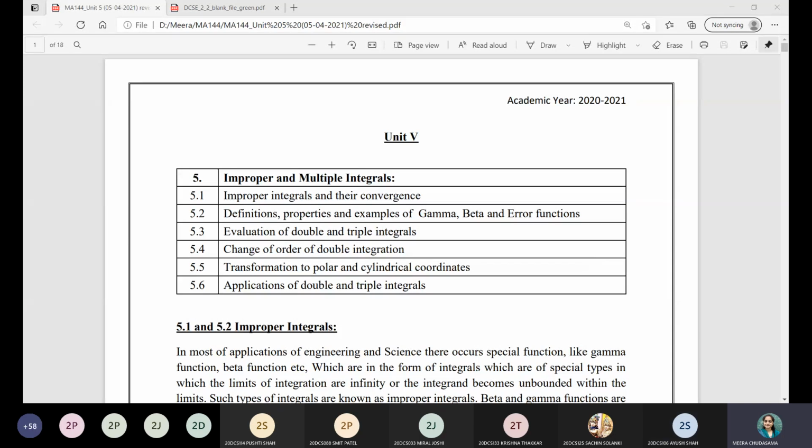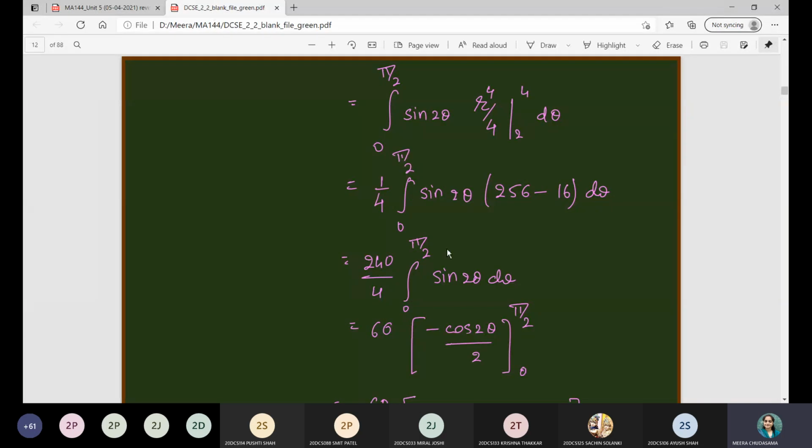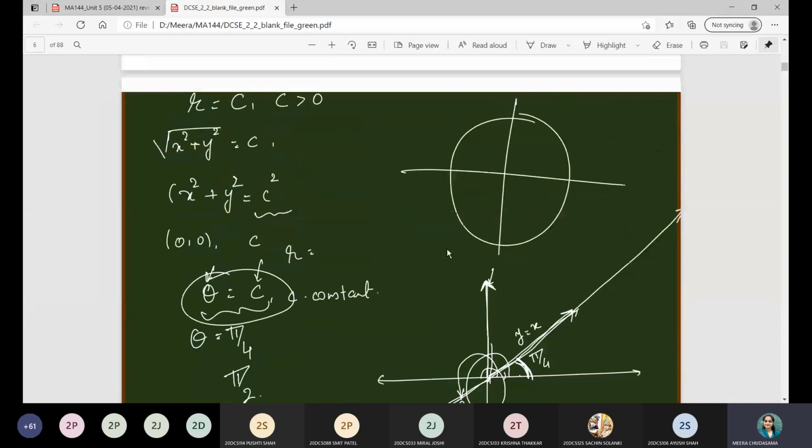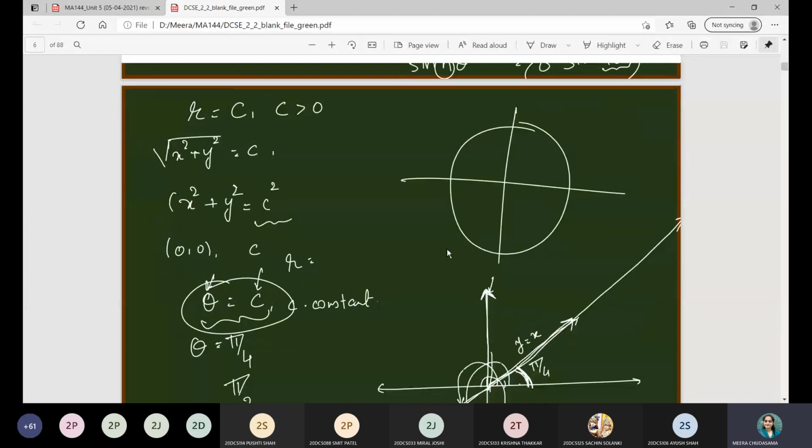So let us start. In the previous class, we have seen how Cartesian coordinates are converted into polar coordinates by choosing the transformation x as r cos theta and y as r sin theta. After that, we have seen certain curves: if a particular equation in terms of r and theta is given, how those curves will have their structure. That is what we have seen.